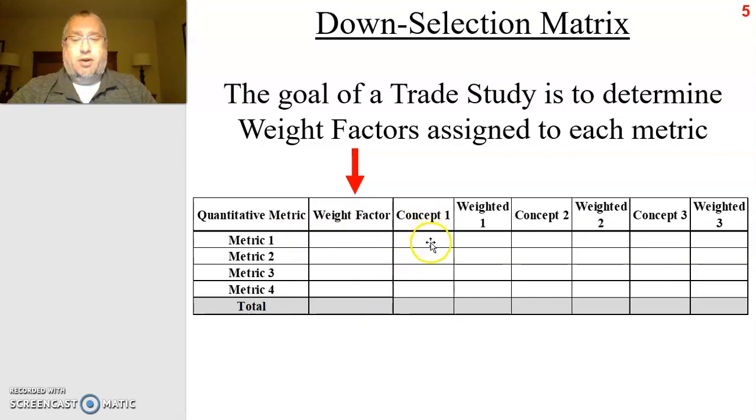Once you multiply the normalized value from the concept by the weight factor, you get a weighted concept value: weighted 1, weighted 2, weighted 3. Those weighted concept values are then summed up, and they give you a quantitative number which tells you which of your concepts is best in addressing the customer needs. That's the overall big picture. But what we're doing, at least initially, is coming up with the weighting factor, and the technique to do that is called the trade study.